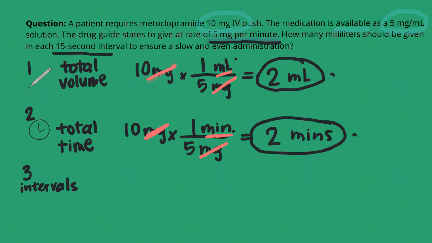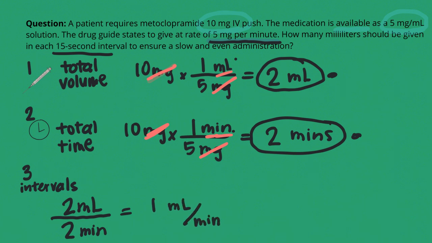So for the intervals, you always try to figure out what to give in 1-minute intervals first. You can do that by giving the total volume over the total time. So we know we need to give 2 milliliters in 2 minutes. If we simplify this, we get 1 milliliter per minute. And this is looking similar to our last example. Not all of these are the same, but this is similar to last one in the amount that we're going to give in the intervals.